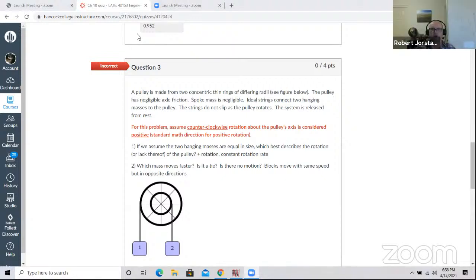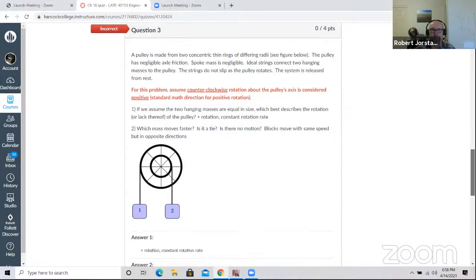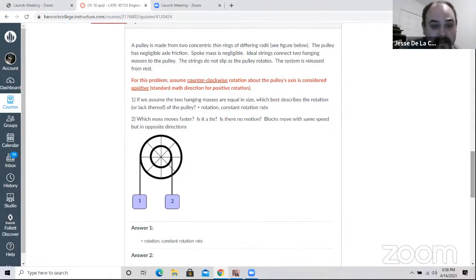Okay. So if they're the same size, which way is this thing going to rotate? I was thinking it was going to go counterclockwise. Yep. And then is it going to rotate at a constant rate? Well, if it's releasing from rest, probably not. Alpha is greater than zero, so it's rotation with increasing rate. Yeah. So this should have been increasing rate. It's going to rotate and increase in speed. Yeah, I realized that afterwards.